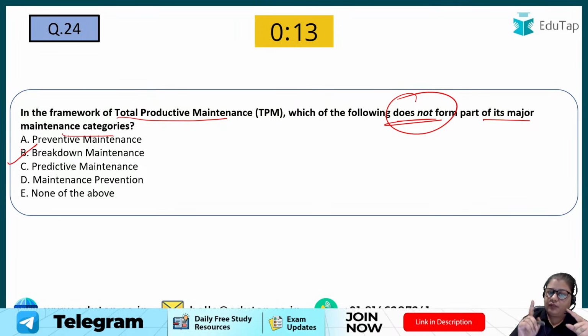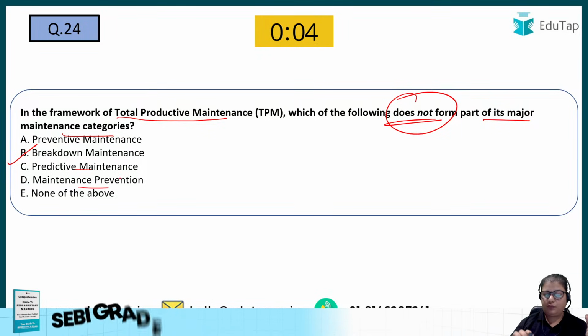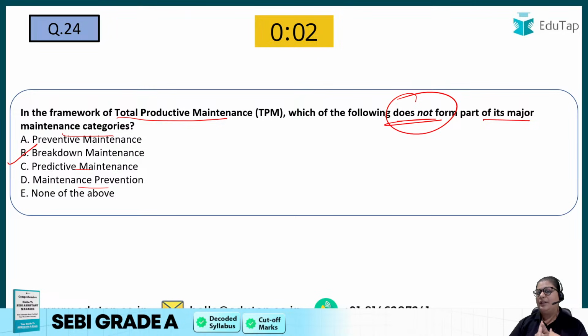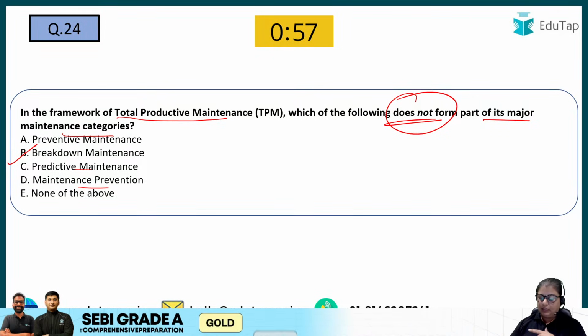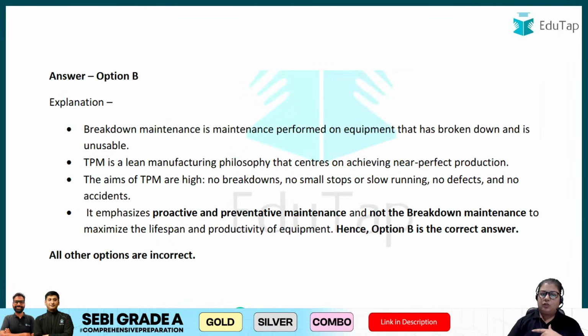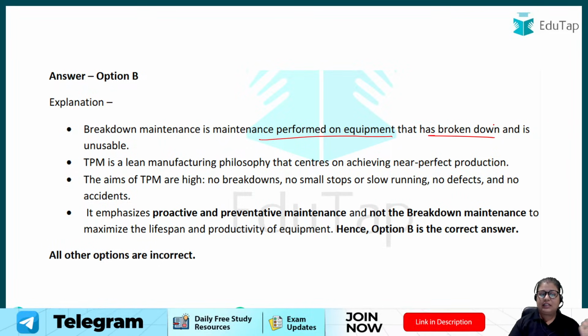Because we will be preventing, preventive maintenance we will keep doing, predictive maintenance will also be done, and maintenance prevention also will be done, but breakdown maintenance is not a part of total productive maintenance. We do not wait for a breakdown to happen and then work. So breakdown maintenance is maintenance performed on equipment that has broken down and is unusable.